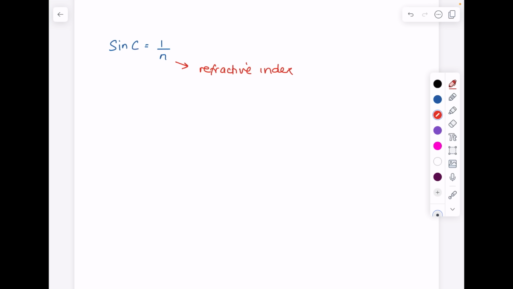Another angle I want you to be aware of is the critical angle. We can calculate the critical angle using the following equation, which is sine C equals 1 over n. n stands for refractive index. C is your critical angle. I'll show you a quick example.